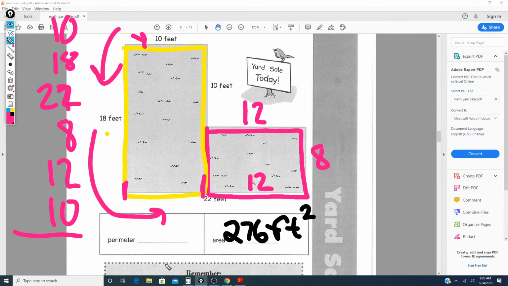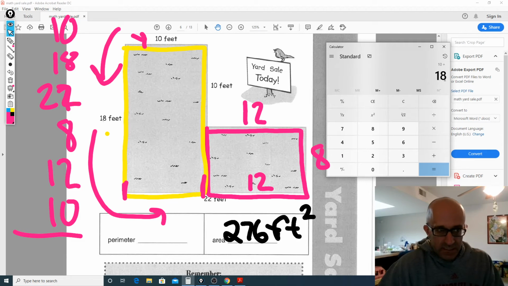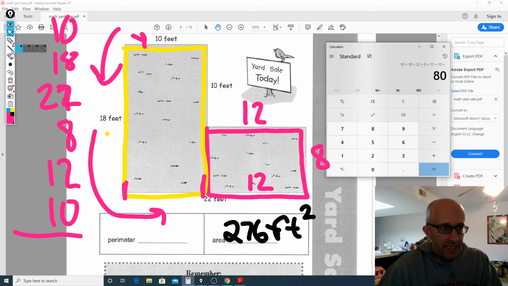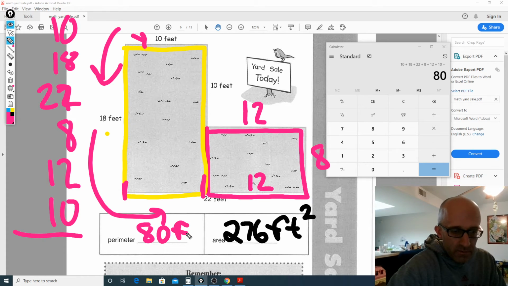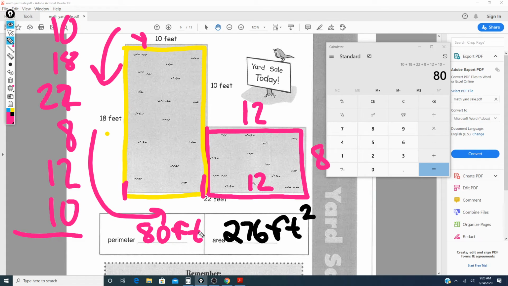So if we add these up, 10 plus 18 plus 22 plus 8 plus 12 plus 10 will give us 80. Right? 80, and again, have the right label: 80 feet. 80 feet will be your answer on that.